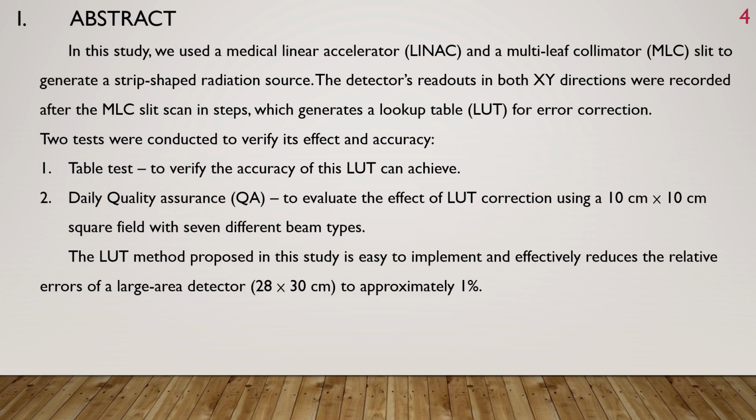Abstract. In this study, we use a medical linear accelerator (LINAC) and a multi-leaf collimator (MLC) slit to generate a strip-shaped radiation source. The detector's results in both directions were recorded after the MLC slit scan, generating a lookup table (LUT) for error correction. We conducted two tests. Table test to verify the accuracy of the LUT.